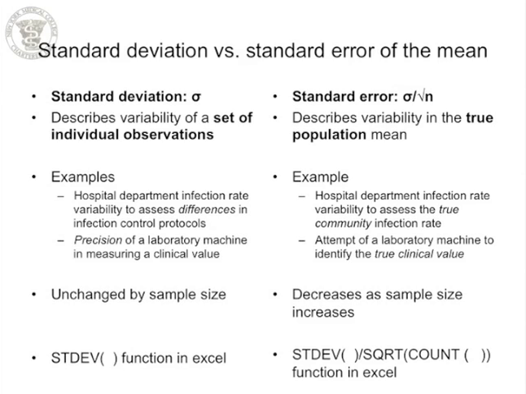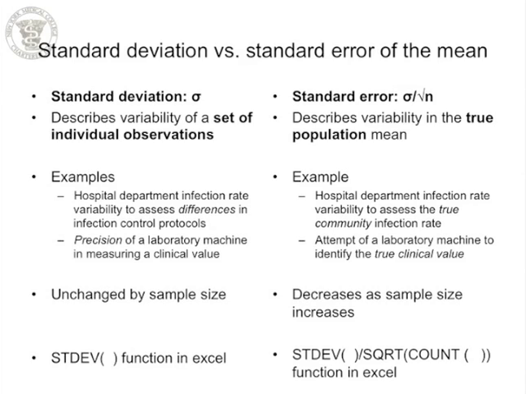Standard deviation describes variability of a set of individual observations, while standard error describes variability in the true population mean. So one of the ways of thinking about standard deviation is that it's useful for describing how skewed a set of numbers really is, while standard error is really addressing a different point. And remember back when we talked about how biological data is clinically hard to measure and extremely variable. Well, standard error is used as a way of trying to see how close your measurements fall to that true clinical value that we're trying to measure.